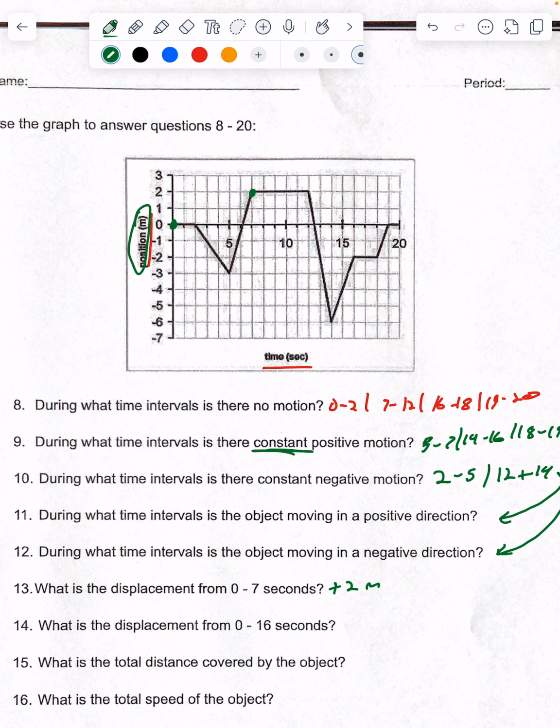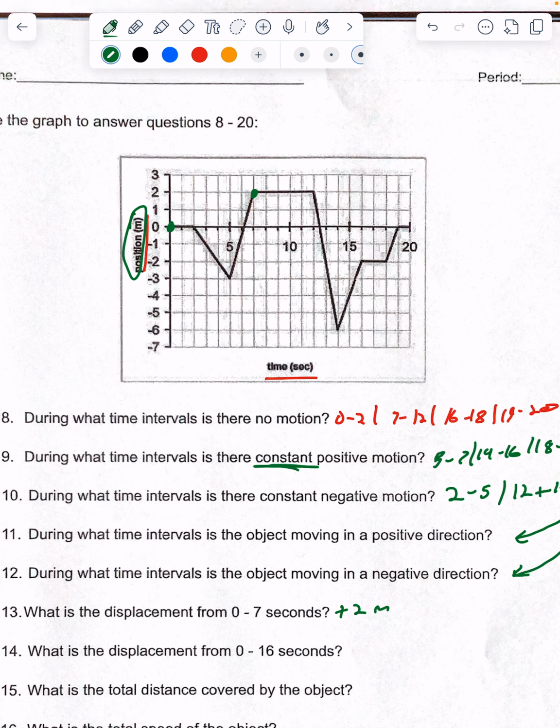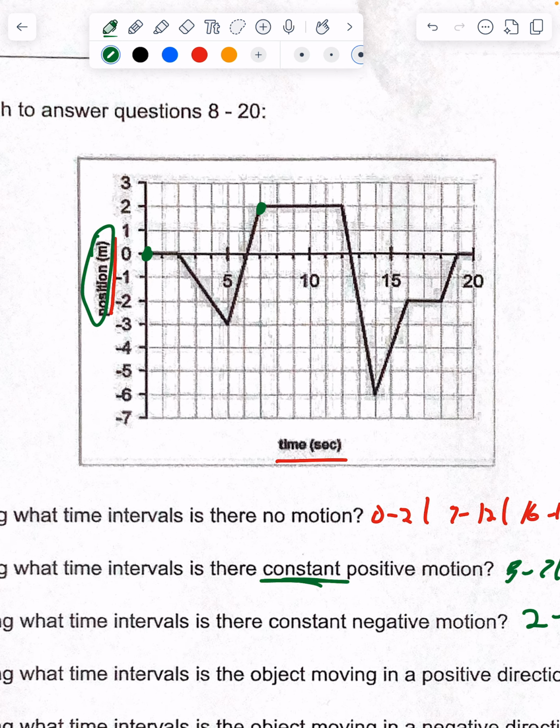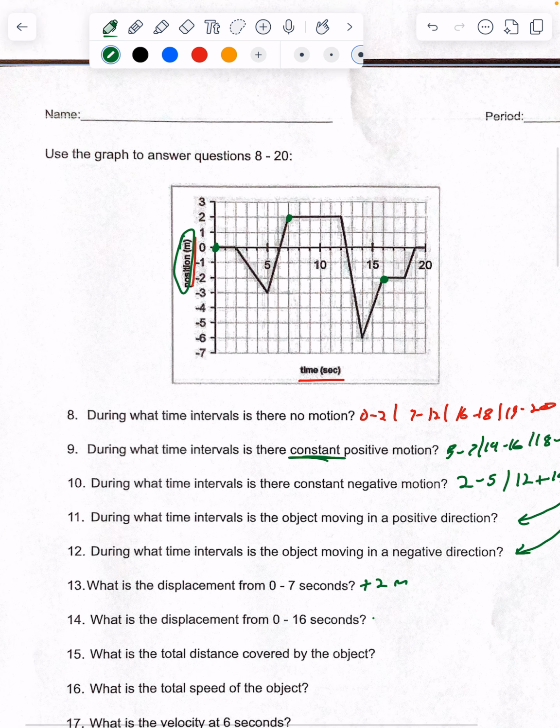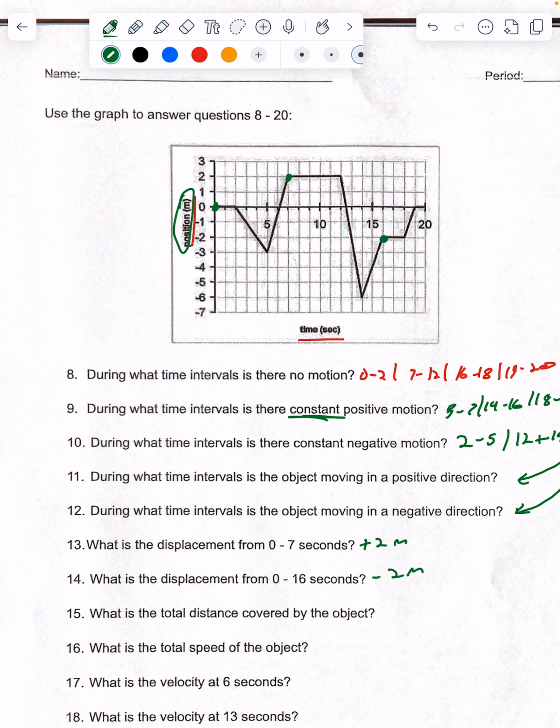So 14, what is displacement from 0 to 16 seconds? So 0, you're back at 0. 16 seconds, I am right here. Okay, so how much did I change? So I ended up at negative 2 meters. I just went down 2. So negative 2 meters. Now, number 15 was the total distance covered by the object.